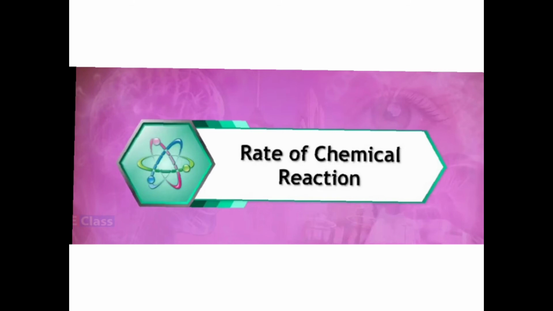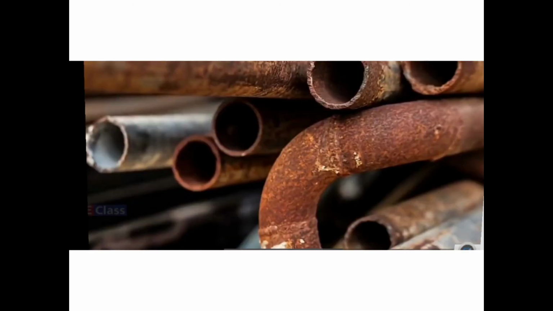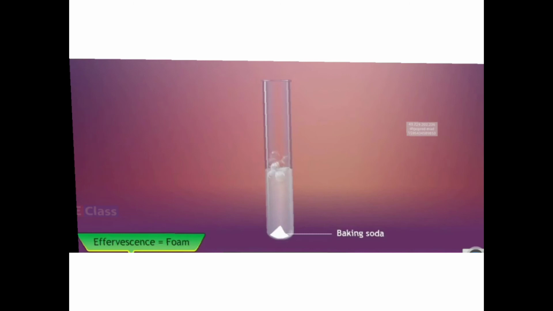Rate of chemical reaction. The same reaction occurs at different rates on changing the conditions. For example, during winter, a long time is taken for setting the milk into curd. Factors affecting the rate of reaction.